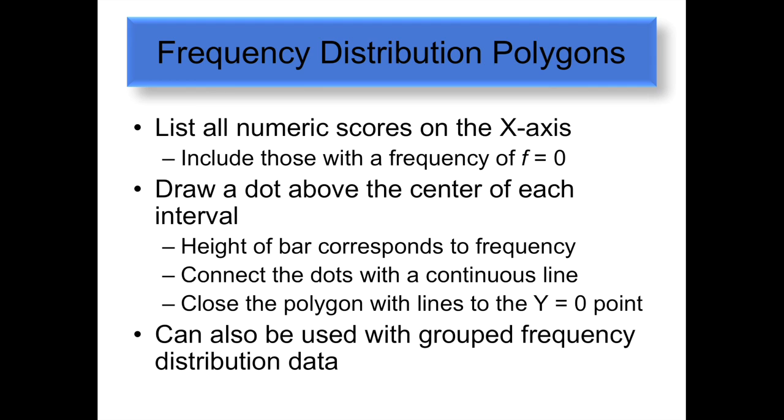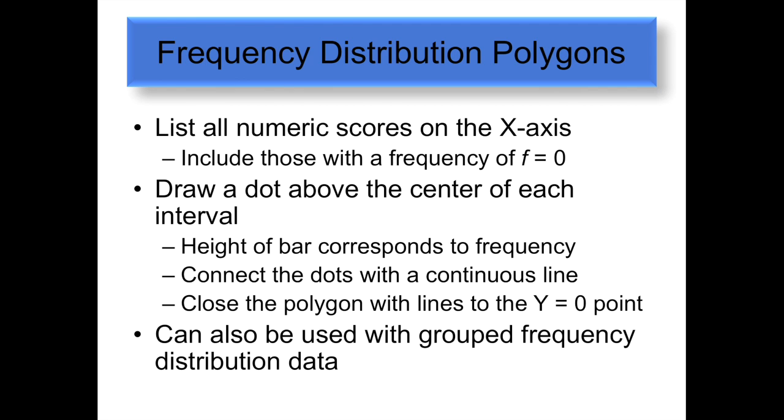Okay, polygons. So same thing, like a histogram, you're going to list all the scores numerically on the x-axis, including those with a score of 0 or a frequency of 0. You're going to draw a dot, though, above the center of each interval. Okay, and again, the height of the bar corresponds to the frequency. This time, though, with all those dots, you're going to start connecting them with one continuous line. And you always close your Y with a 0 point.